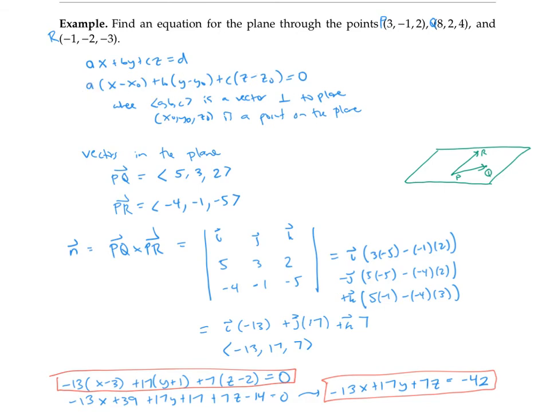And recall that the key idea that we used here was the cross product. That's what allowed us to get a normal vector to the plane once we had 2 vectors within the plane.